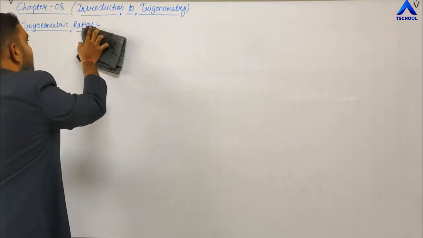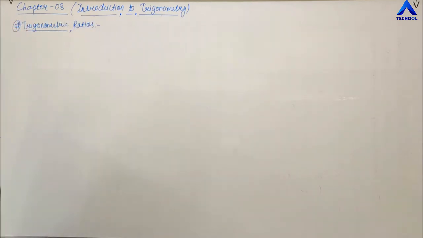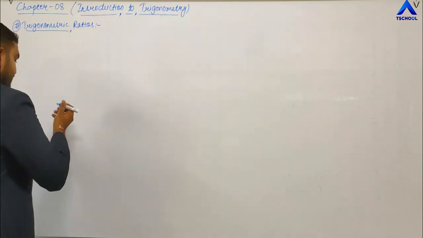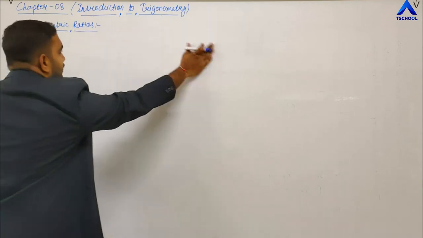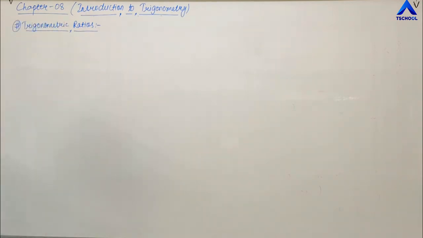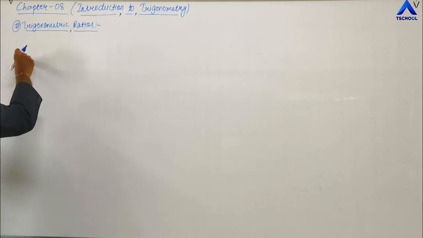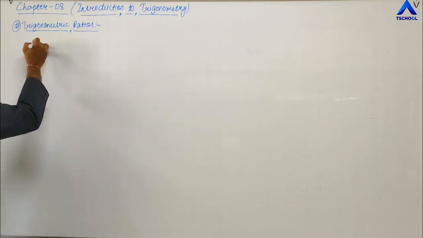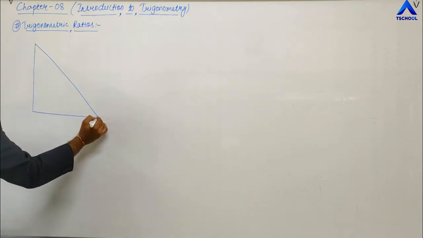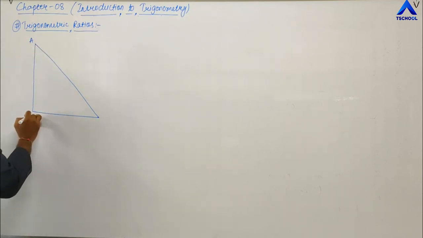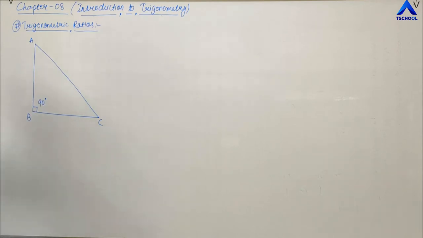Now friends, in this topic, trigonometric ratios, let us see what things are included. So first of all, friends, I would like to draw a right angle triangle here, a right angle triangle ABC. This is my A, B being a right angle, and C. This right angle basically means 90 degrees, right? So that is the right angle triangle that I am going to use here.